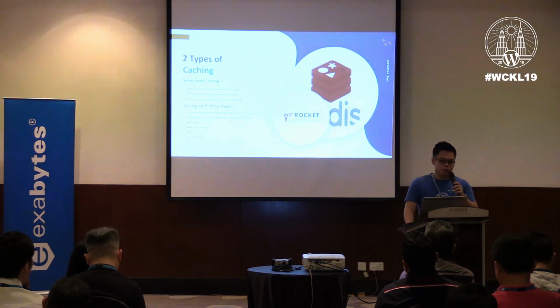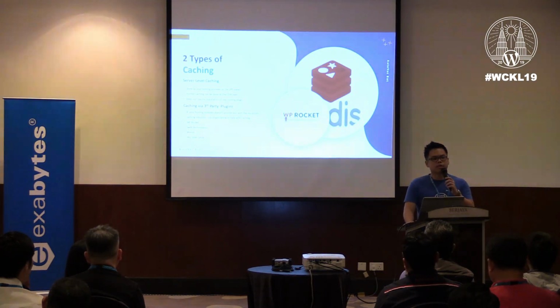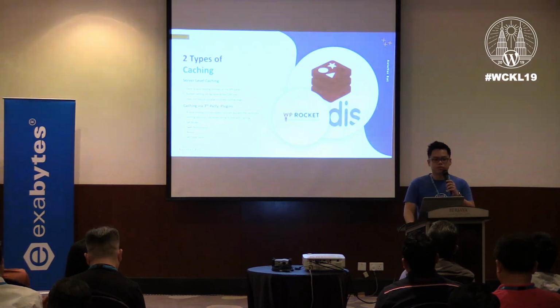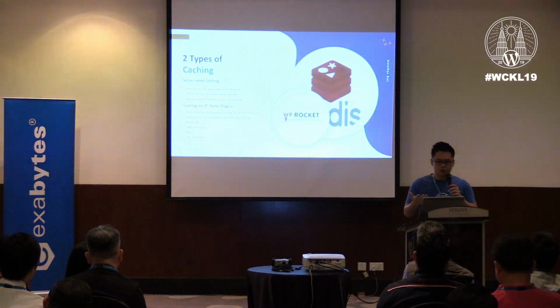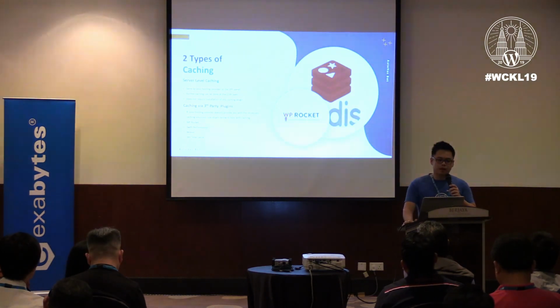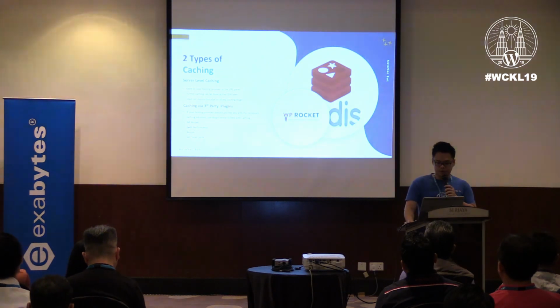So what if, let's say, your hosting provider doesn't provide you with caching, because caching is most of the time sold as a premium tier, premium packages for the shared hosting part. If you don't have that option on your server level, then you can go with third-party plugins such as WP Rocket, Swift Performance, Breeze, and also W3 Total Cache.